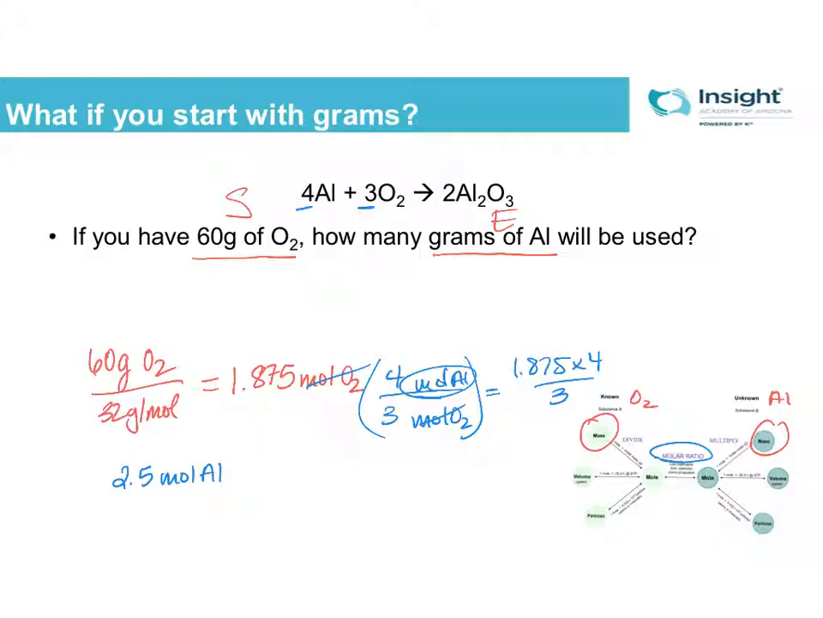But I'm not done. I still need to get this to mass. So now I need to multiply by the molar mass. The molar mass of aluminum is 27, which means I'm going to make 67.5 grams of aluminum. And there's your final answer.